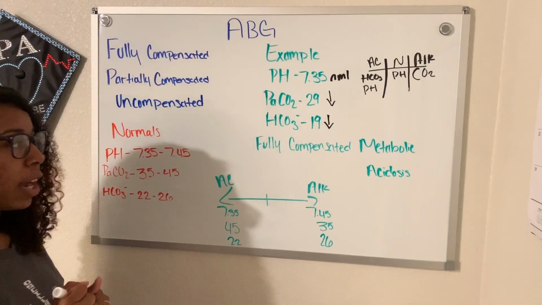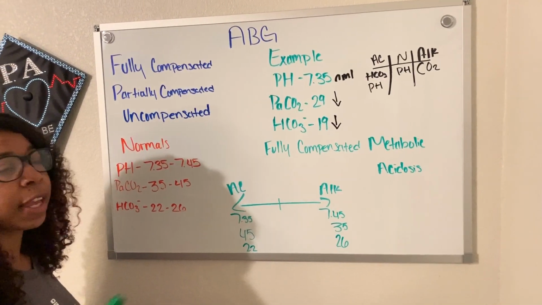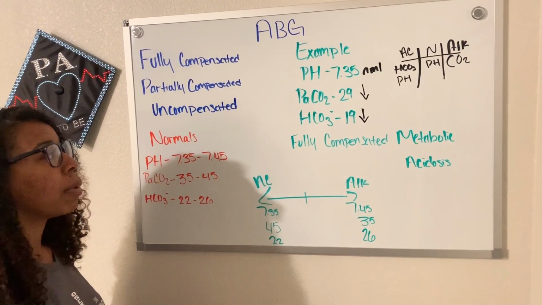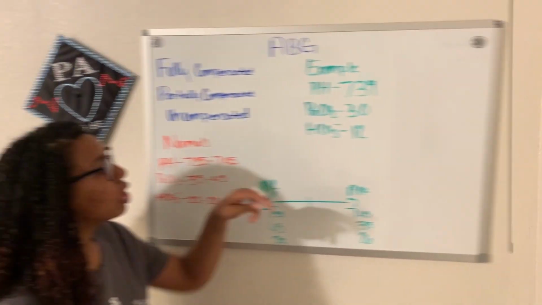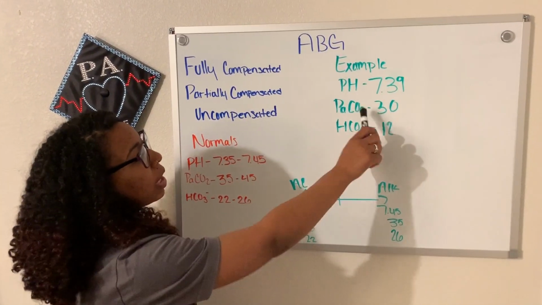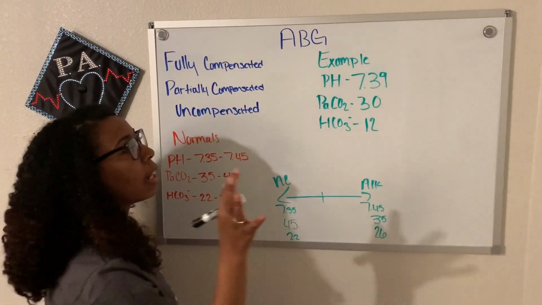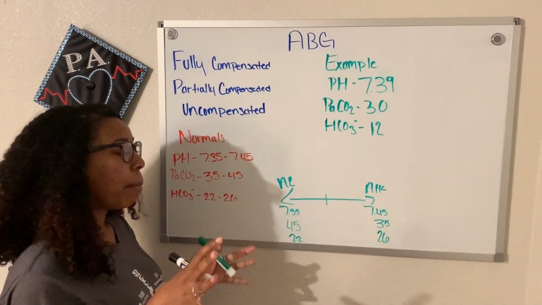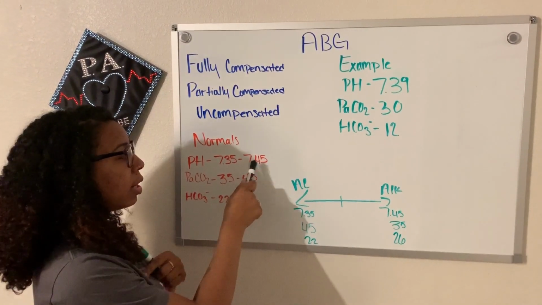So that's how we get our answer. And no, it sounds confusing, so we're going to do a couple more practice problems. So I'm going to erase this. So this is our new question. pH is 7.39. Now, is that in the normal range or is that abnormal? Well, let's go look. It's normal.